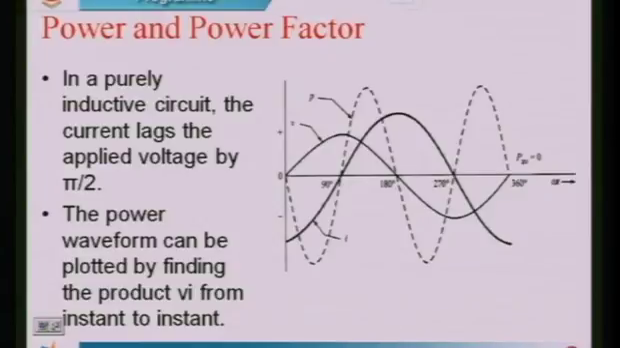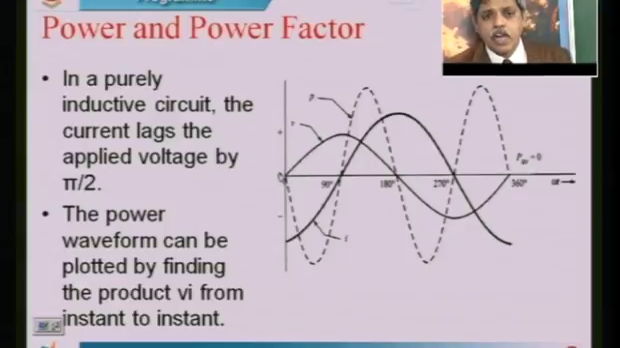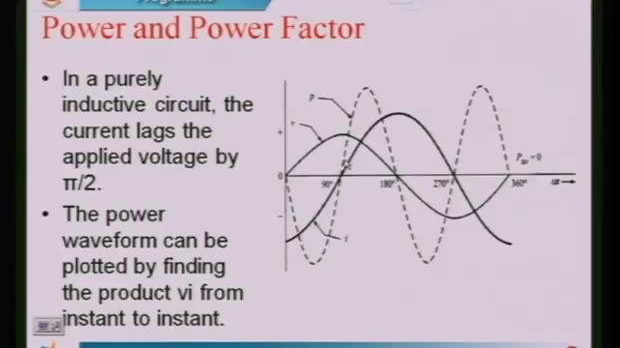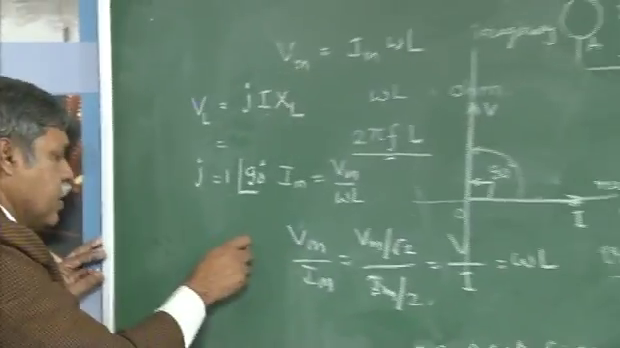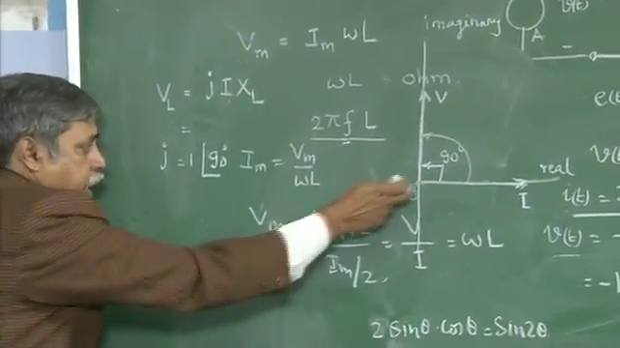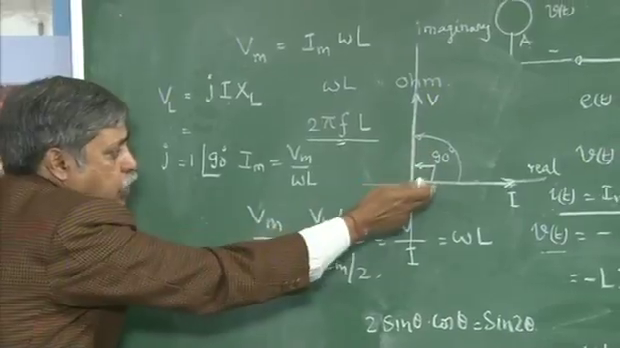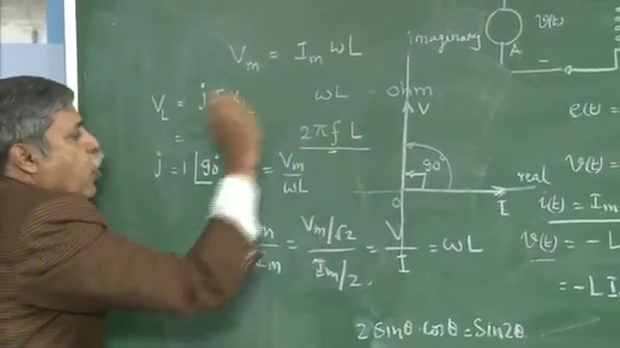So this slide tells you about the power and power factor in a pure inductor. Now in the pure inductor, you can see I have taken the current as a reference, therefore I have the current vector starting from the origin. Here actually the voltage is taken as a reference, so the current is represented by a thick line here. So I am changing my phasor diagram, taking current as reference.